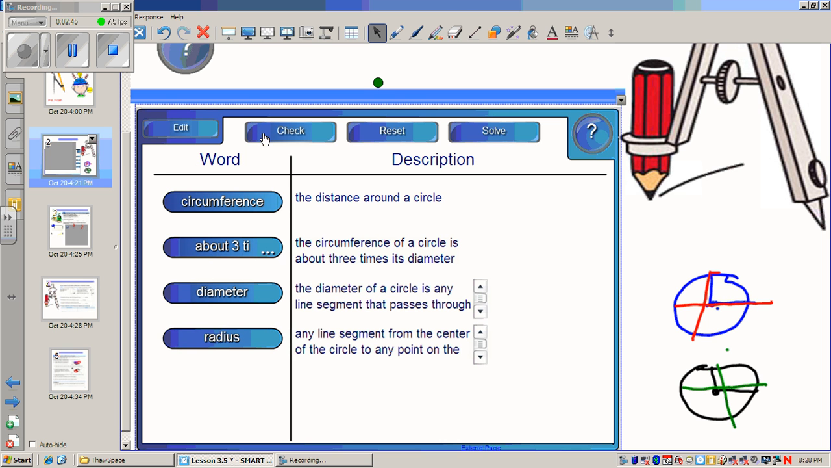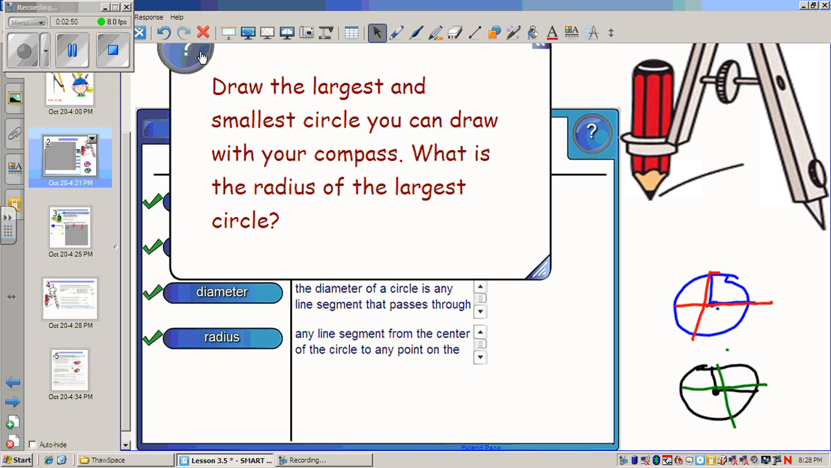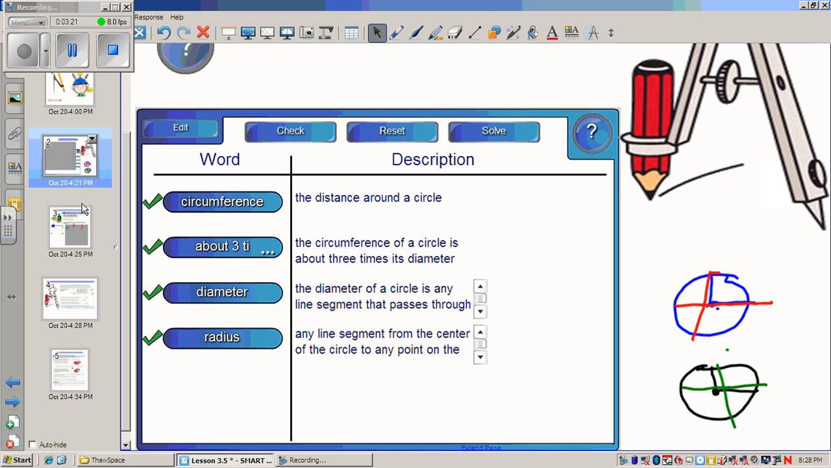So let's check. And we did great. It says, draw the largest and smallest circle you can draw with your compass. What is the radius of the largest circle? Again, radius meaning from the center out to any point on the circle. But I want you to think about it. You're not going to draw them right now. But how would you draw the largest and the smallest? I would like you to write that down and bring that into class tomorrow so we can talk about what that would look like and how we do that. Good to think about. Okay, let's move on.